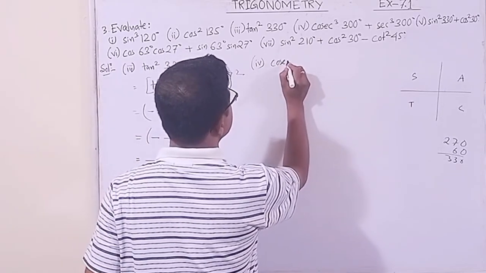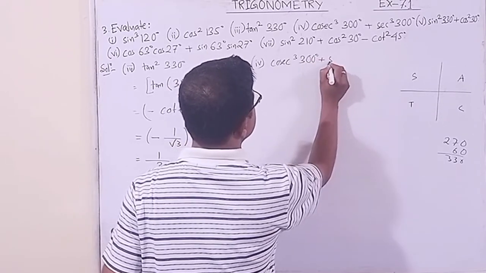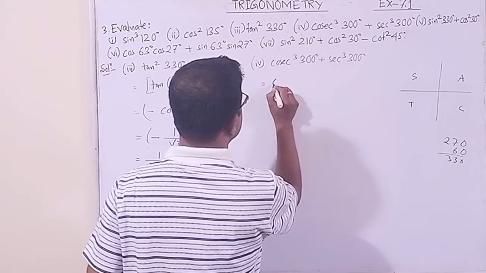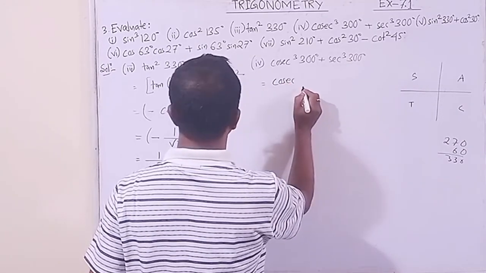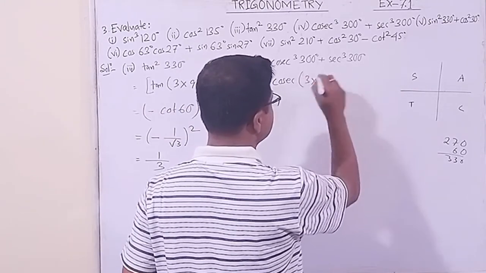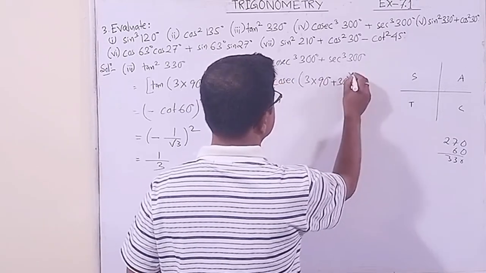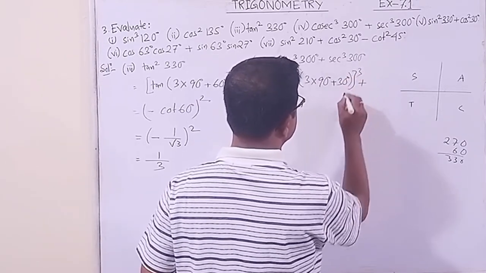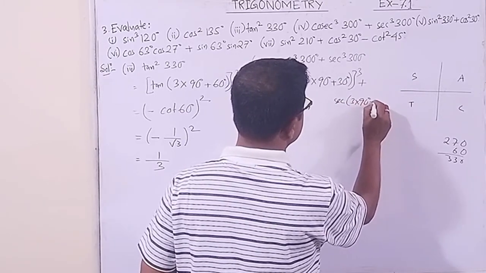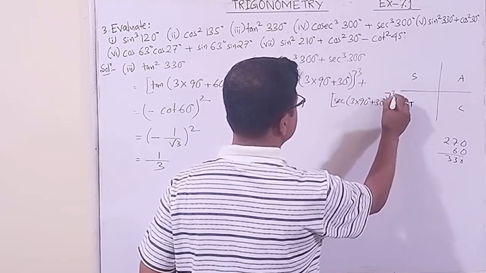Cosec cube 300 degree plus sec cube 300 degree. No problem. Cosec 300 degree means 3 into 90 degree is 270, 270 plus 30, its cube, plus sec, that is sec 3 into 90 degree plus 30 degree. As cube is there, we shall write cube.